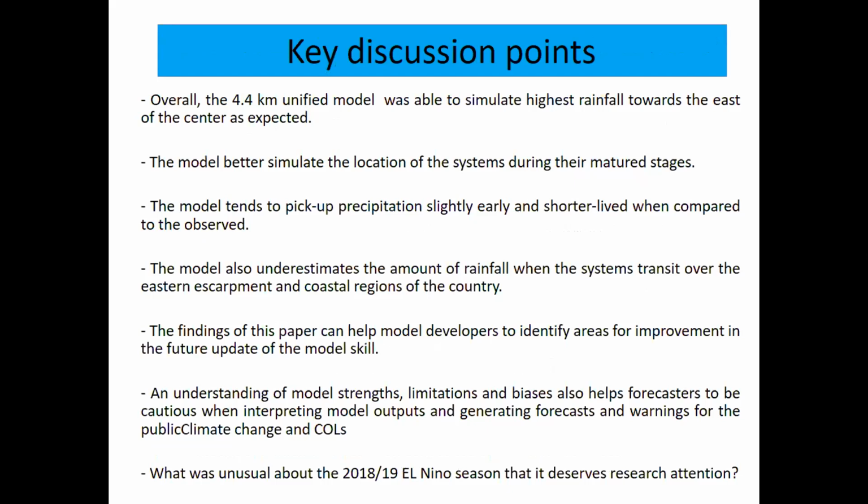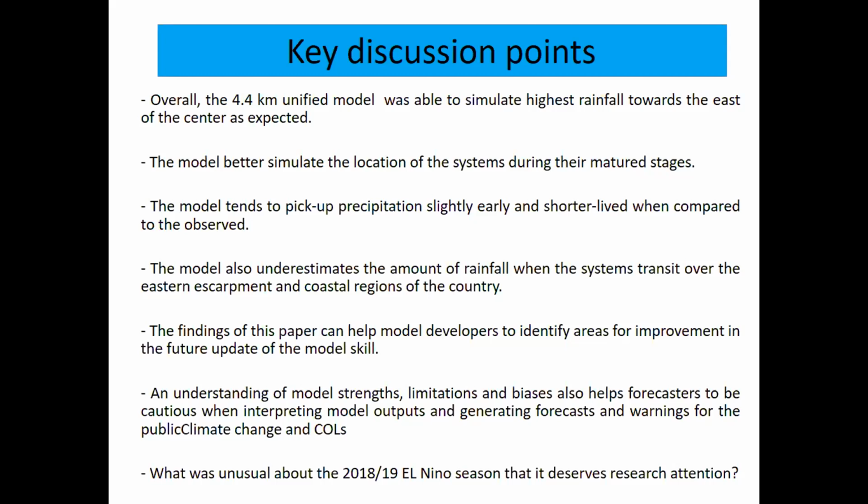And the model tends to pick up precipitation slightly early and short-lived when compared to the observations. We also find that the model underestimated the amount of rainfall when the system transited over the eastern escarpment and coastal regions of the country. So the findings of this paper can help model developers identify areas that need improvement for future updated model skill. An understanding of model strengths, limitations and biases also helps forecasters to be cautious when interpreting model output and generating forecasts, such as giving warnings for the public.